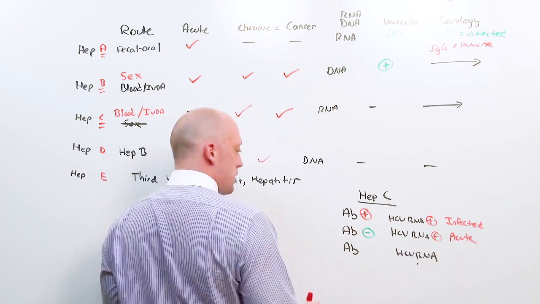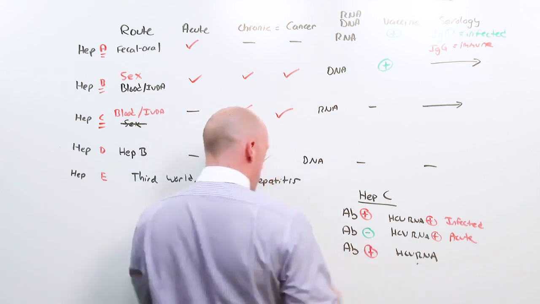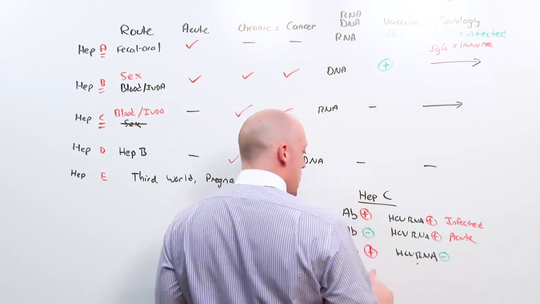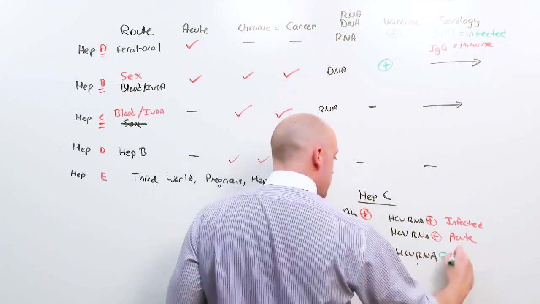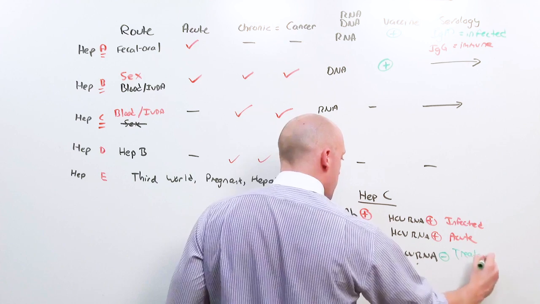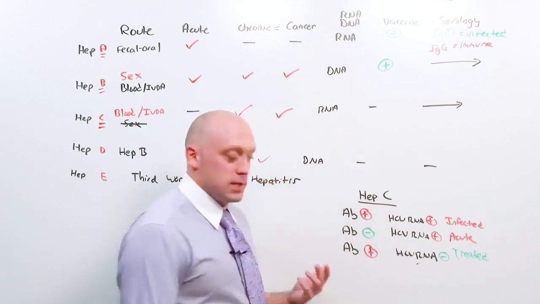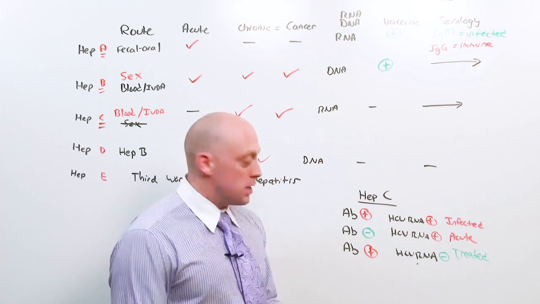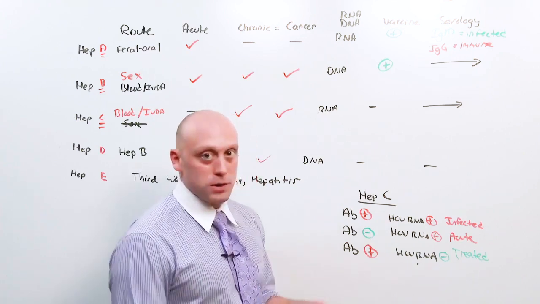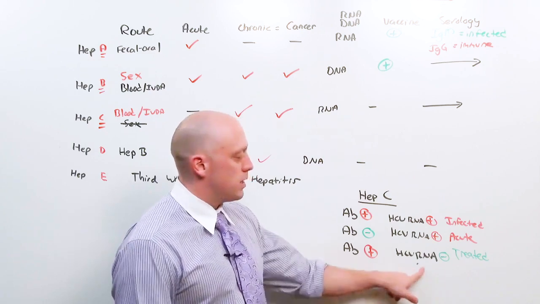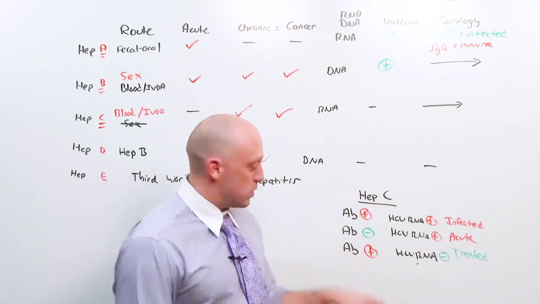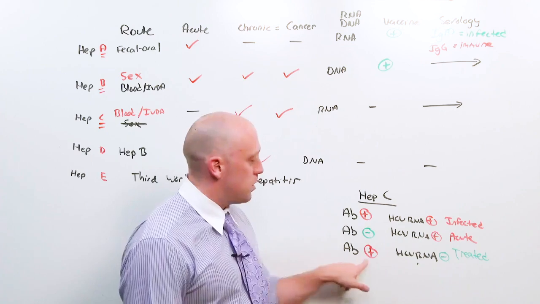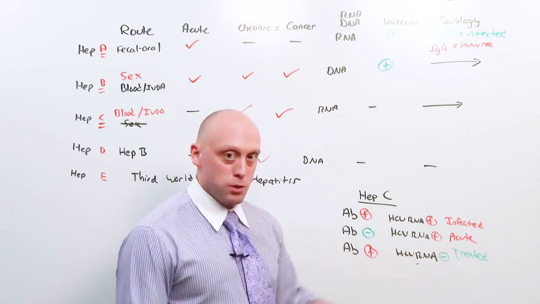If, on the other hand, the antibody is positive, but the virus is negative, this is somebody who has been treated. Now, I lied earlier when I said that Hep C is always chronic. Some people can get infected with Hep C and clear the virus. In that case, their antibody would be positive and the RNA negative. That person wasn't treated and can have this exposure pattern. But where I want you to associate positive antibody, negative virus is a person who has been treated.